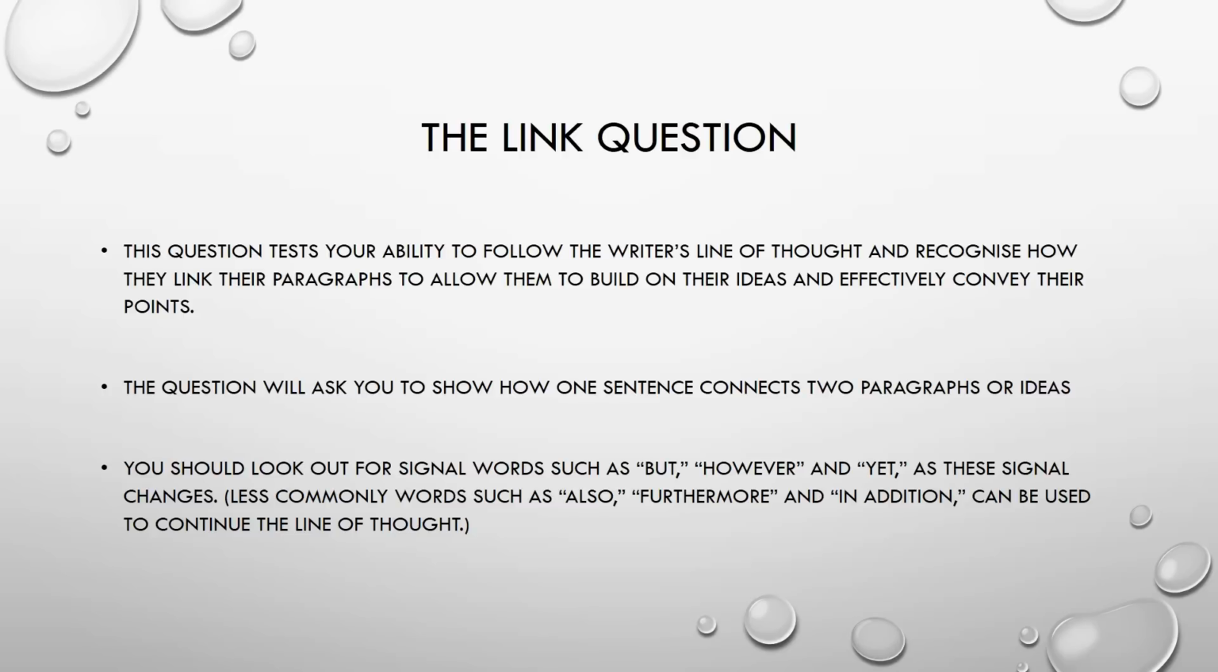A link question tests your ability to follow the writer's line of thought and recognise how they're linking their paragraphs together, allowing them to build on their ideas and effectively convey their points. The question asks you to show how one sentence connects two different paragraphs or separate ideas. You should look out for signal words such as but, however, and yet, as these signal changes, as well as words such as also, furthermore, and in addition, which can be used to build on and continue a line of thought.